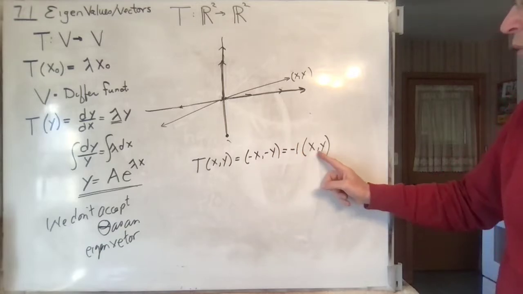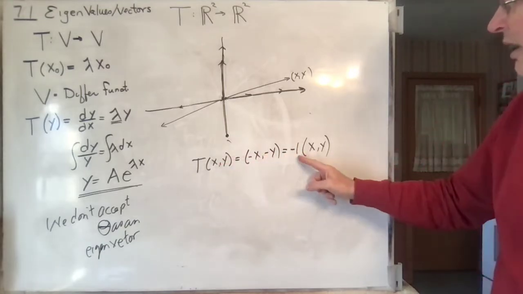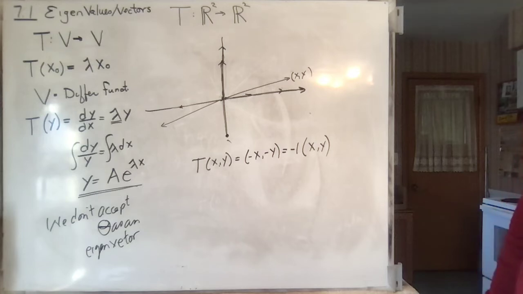So each thing here is just some constant times the one you started with. That's what you started with. A constant times the one you started with.